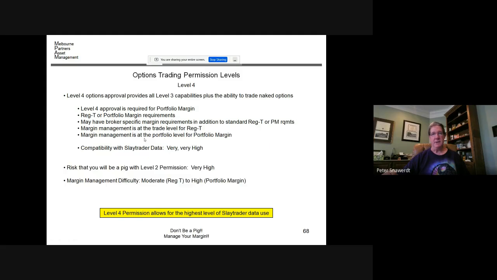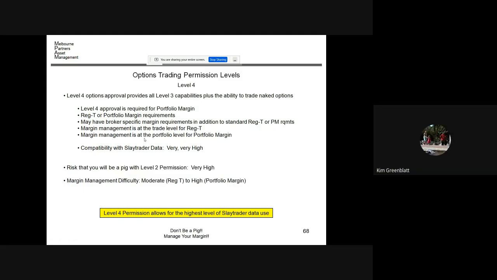It's my understanding that tastytrade in particular will take almost anybody and give them a level 4 options trading capability. Does anybody else know if that's true? I think the internet's littered with people over on Instagram and Reddit with those examples. So yes, I think you're right.